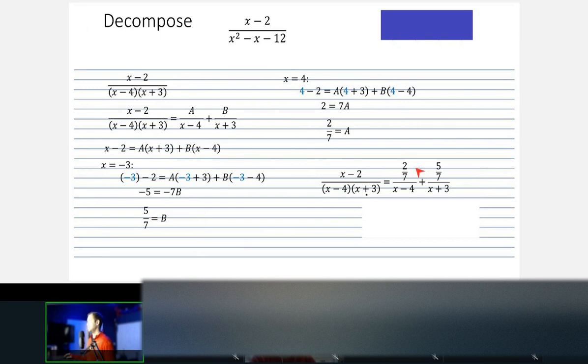So, we have to be careful that we plug in the right numbers for the right place. So A is here, and we said A was 2/7. So there's 2/7. And then B was the second one. So we plug in 5/7 for B. All right. Are we done right here? Are we done with the problem?